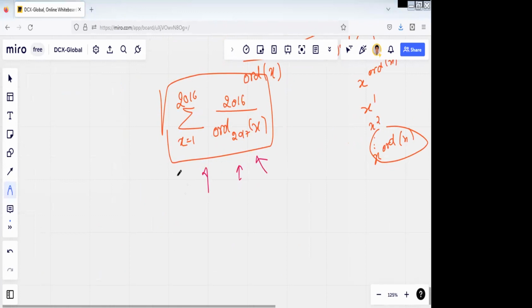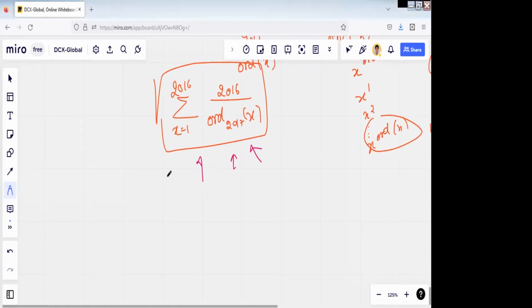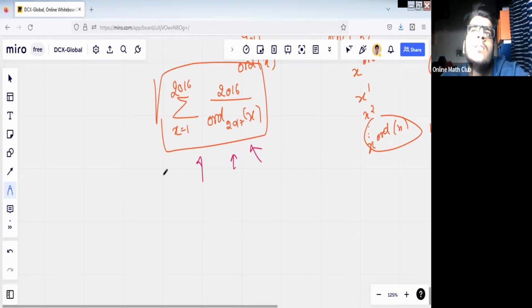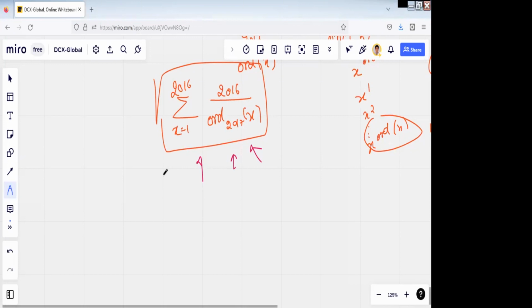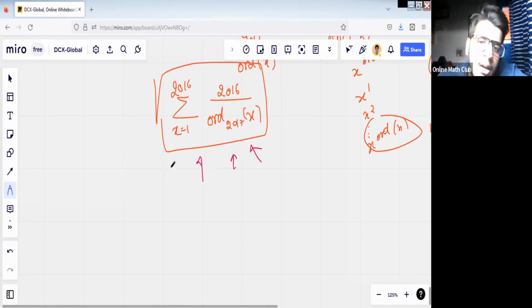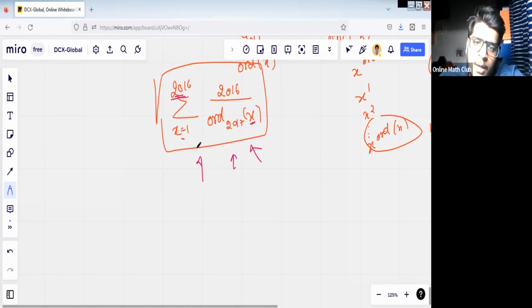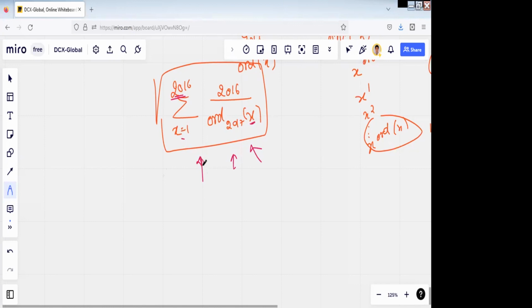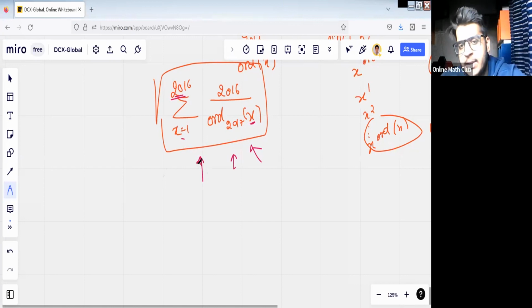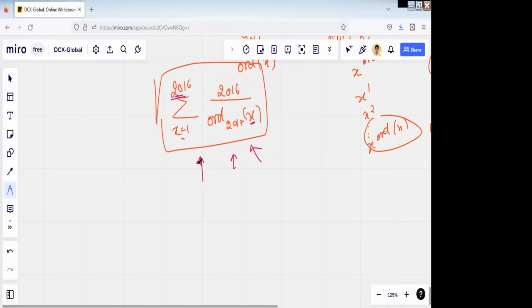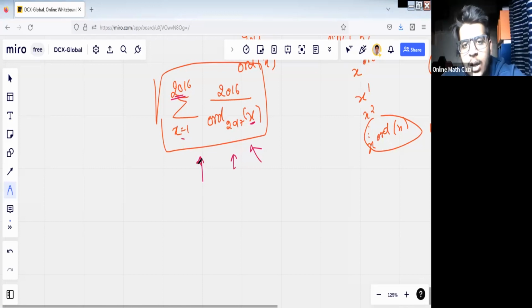Sure, go on. Okay, you know that the order mod 2017 of x will divide phi of 2017. It's all divisors of phi of 2017. We are taking x from 1 to 2016, so they will all be divisors of 2016. And 2017 is a prime.